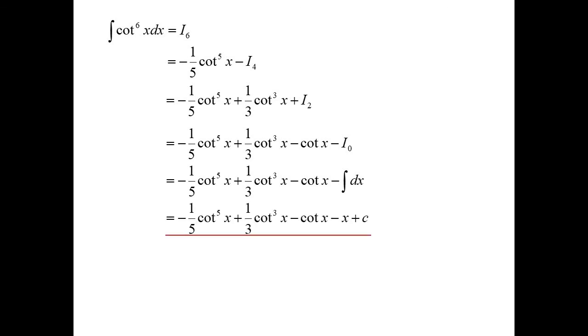Okay, let's work it out. They wanted I6. Sub it in, I get minus a fifth cot^5 minus I4. I4, I get minus, but minus minus becomes plus, a third cot cubed plus I2. I2 becomes minus cot x minus I0. I0 is now good because cot to the power of 0 would be 1, so it's just the integral of dx. Integrate dx and we get x. So a lot quicker than having to repeatedly go through all those powers to get to the final answer.